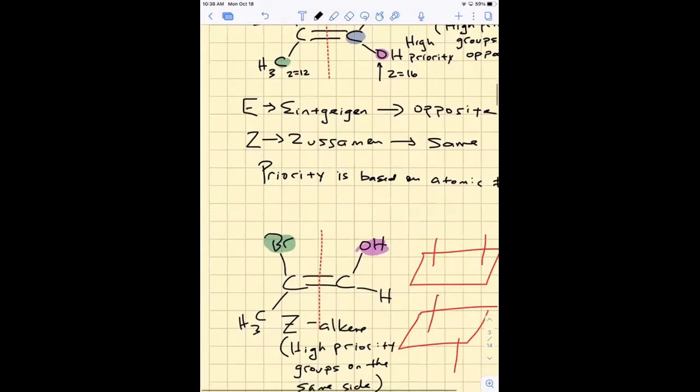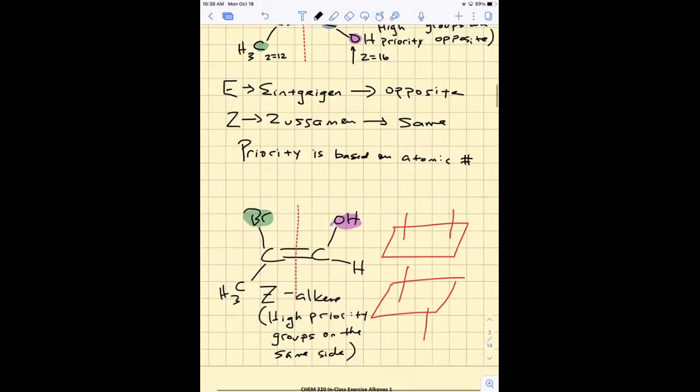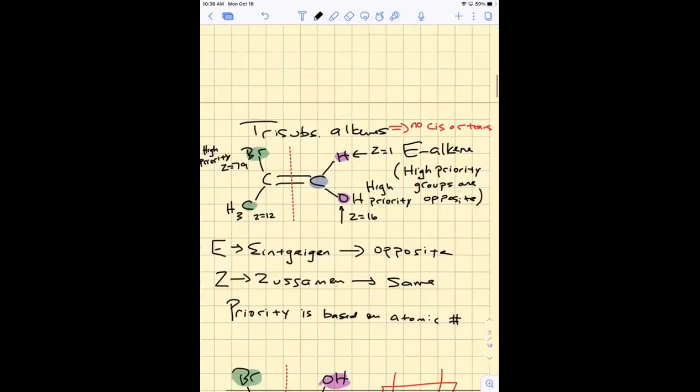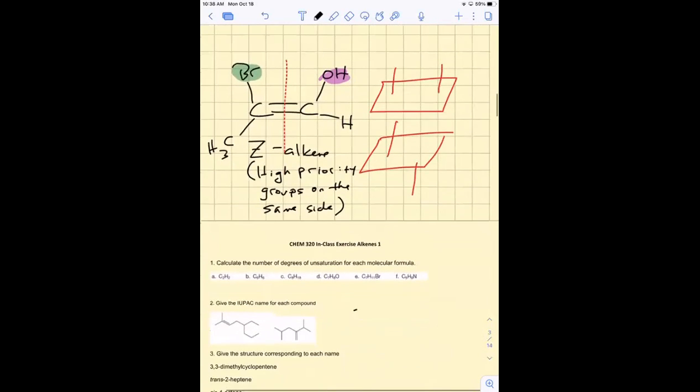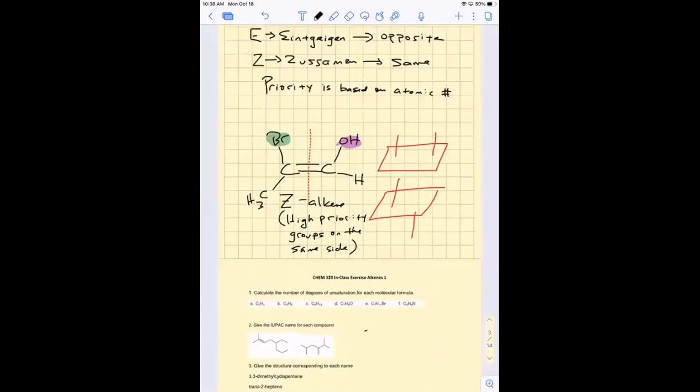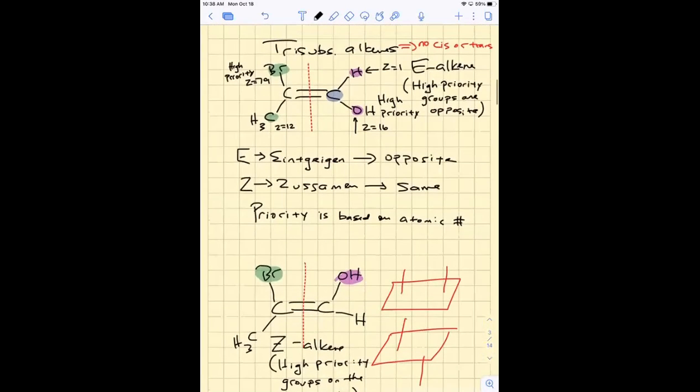Right. So the priority, you base that on the atomic number. And you only do this with tri-substituted or tetrasubstituted alkenes, because you have the same convention. So if you've got a tetrasubstituted alkene, there's no cis or trans, it's going to be E or Z. And again, E means that your high priority groups are opposite to one another, and Z means your high priority groups are on the same side of the plane as one another.